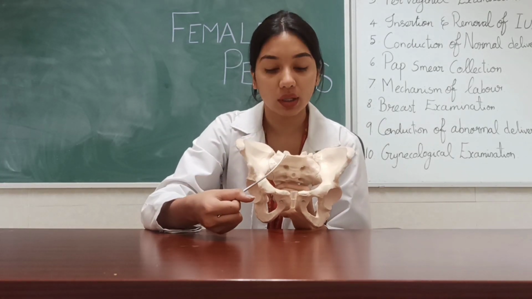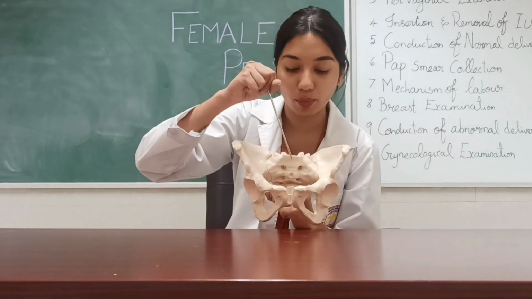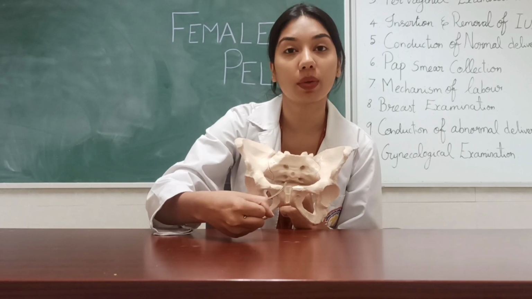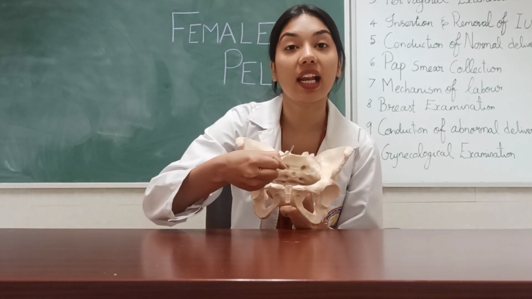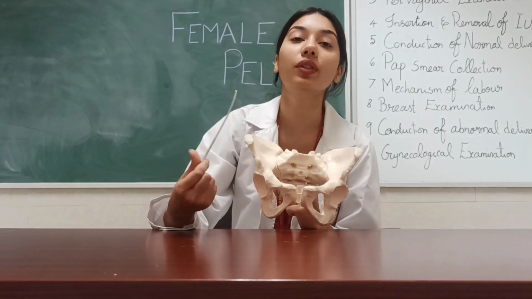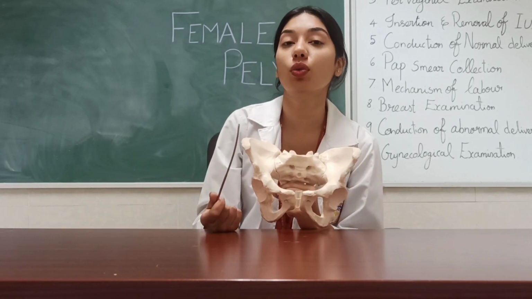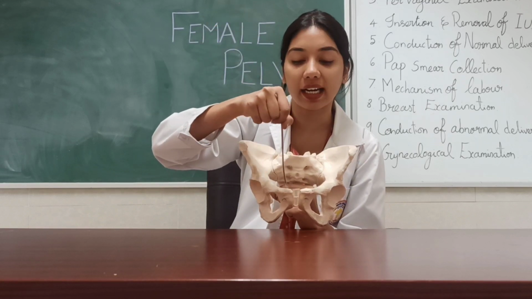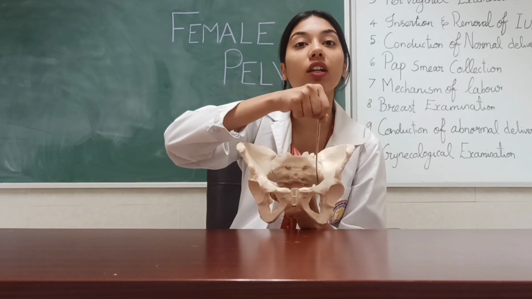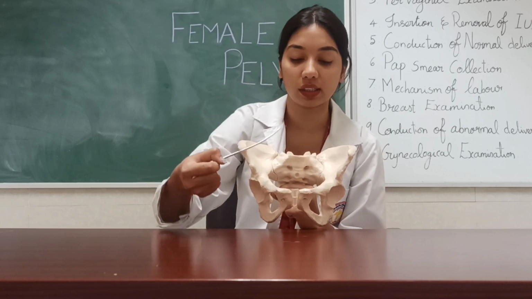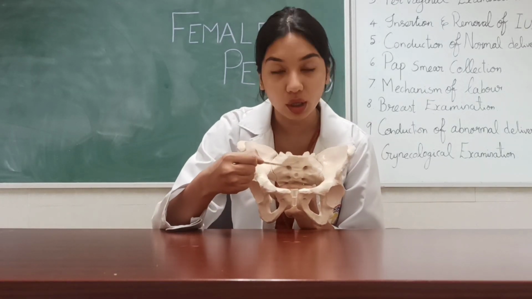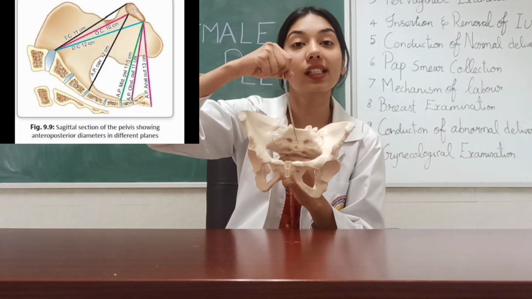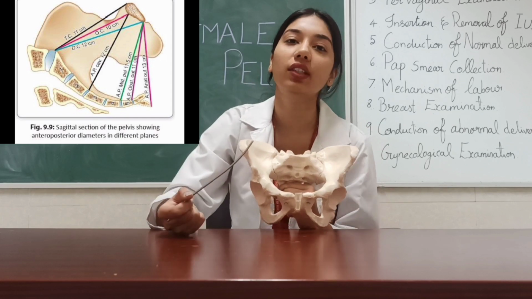The anatomical conjugate extends from the midpoint of the sacral promontory to the upper point of the symphysis pubis, and it is 11 centimeters. The second is the obstetrical conjugate, which is the true conjugate. Why? Because the baby will be coming down from inside. So the obstetrical conjugate is of obstetrical importance. It extends from the midpoint of the sacral promontory to the midpoint of the symphysis pubis, and it is 10 to 10.5 centimeters.